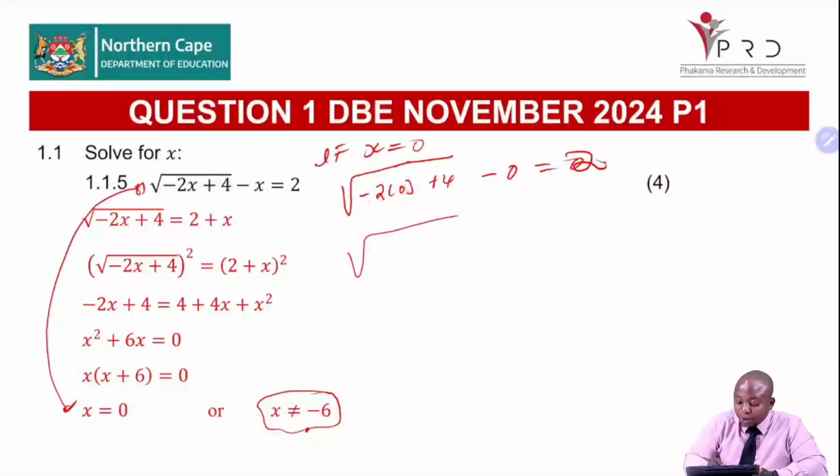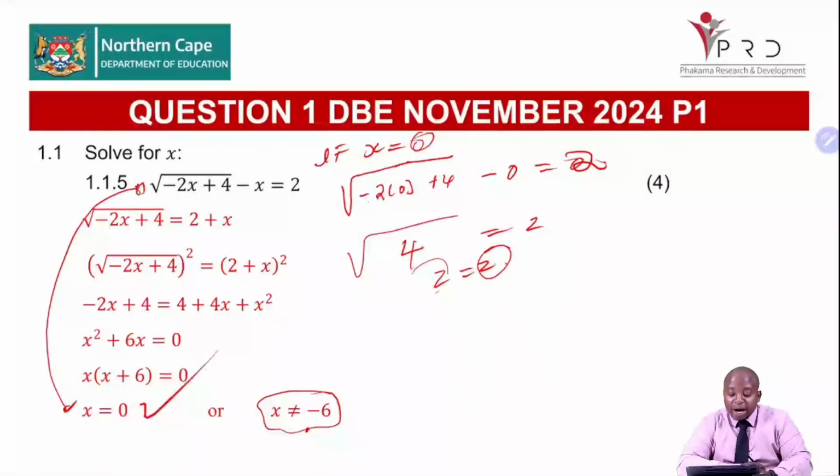Now when I solve this, I will have the root of negative 2 times 0, which is just 0. Then 0 plus 4 is 4. Root of 4 is equal to 2. Then 2 is equal to 2. Then we can see that the left hand side is equal to the right hand side. When x equals 0, then 0 is my solution.